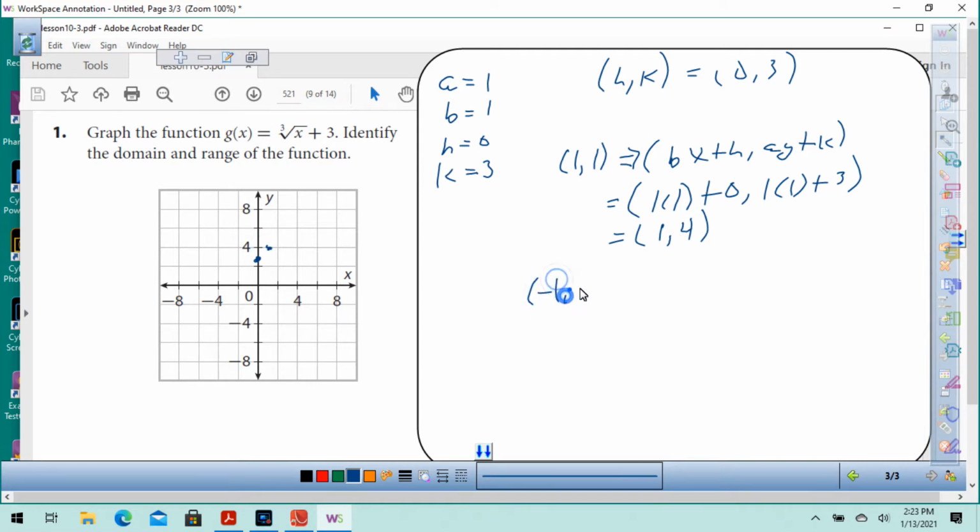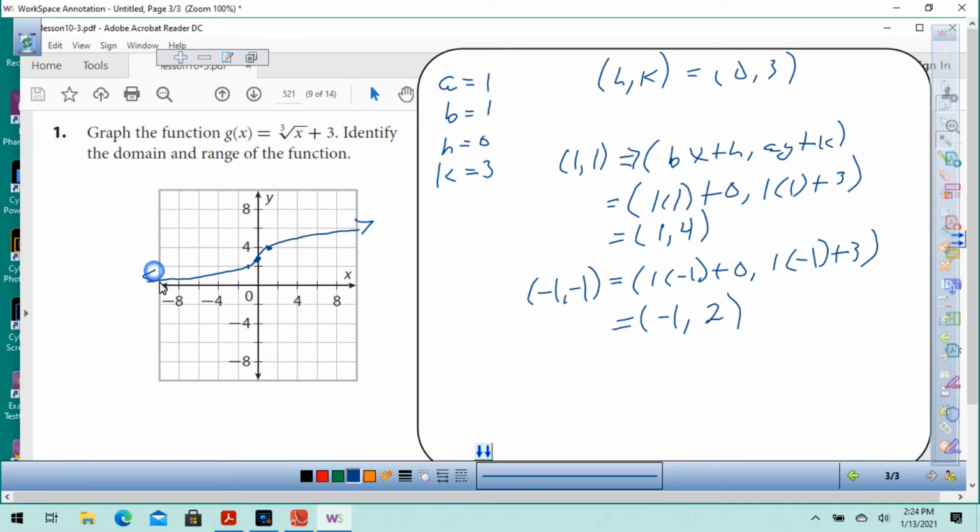And the other one is negative 1, negative 1. We're going to have 1 times negative 1 plus 0, and then 1 times negative 1 plus 3. That's going to give us negative 1 and 2. So negative 1, 2 is going to be right here. So our graph is going to look something like this right here. And there we go. Now what about the domain?